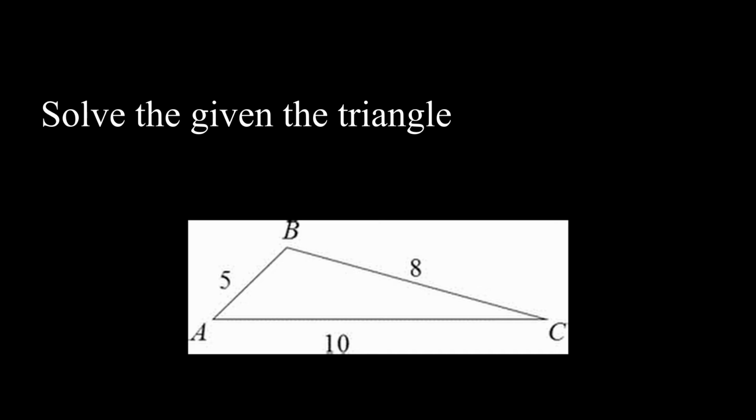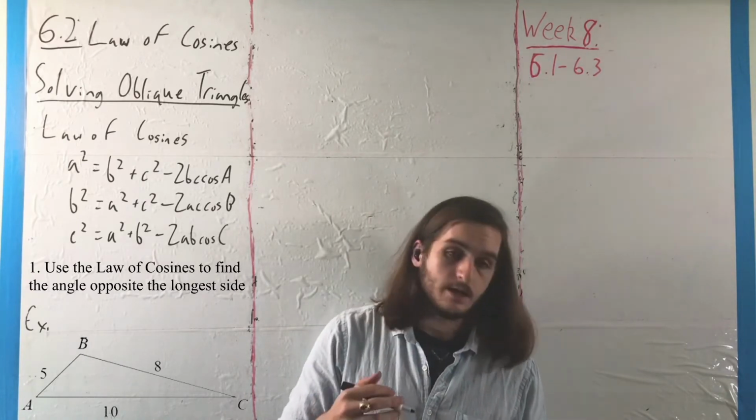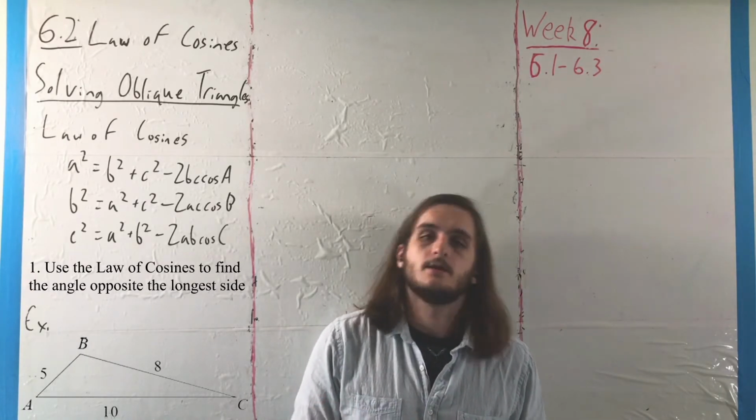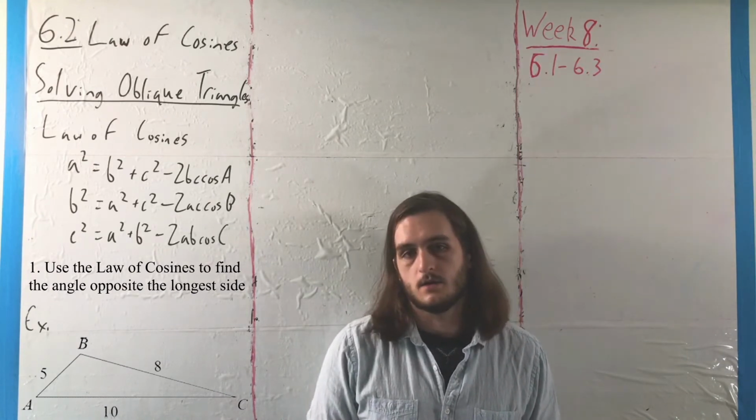So for this example, we want to solve the triangle where the side length from A to B is 5, B to C is 8, and A to C is 10. So here our longest side is from A to C. That has length 10, and we'll call that b because it's opposite the angle B.